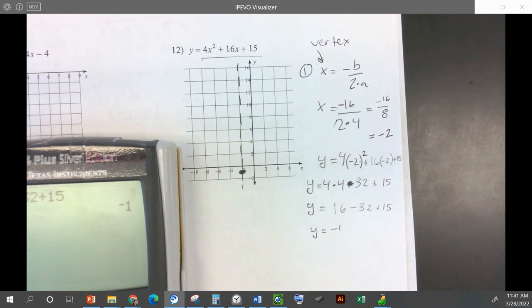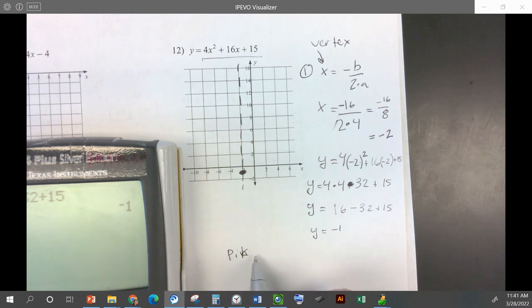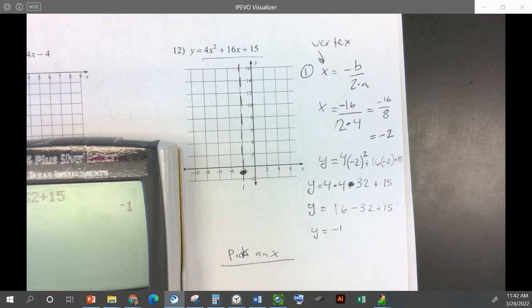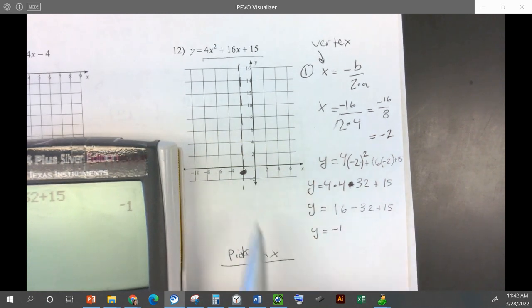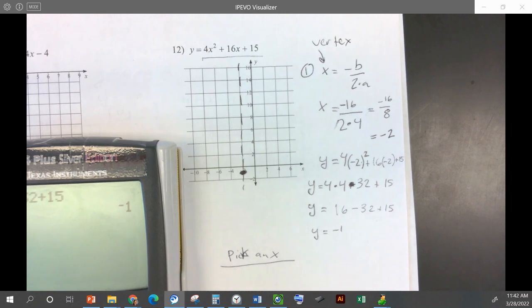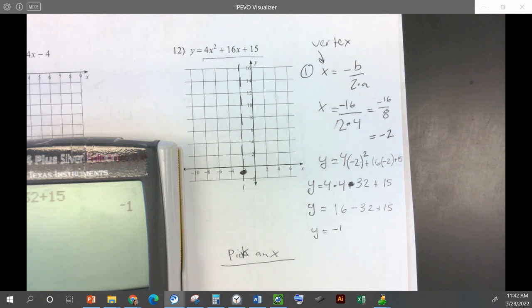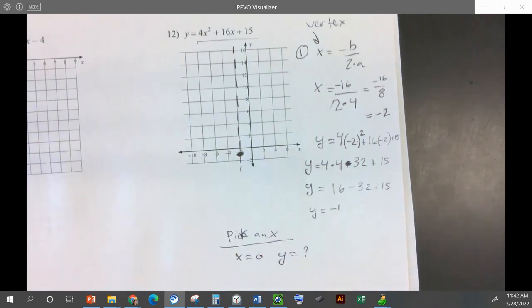Okay, then we just need to pick one more point. Pick an x. So again, if I pick 0, that'll make our lives a lot easier. And we can only pick 0 if the vertex is not x equals 0, because that will just give us the vertex. So if I move away from the vertex and I can pick 0, that's always a good one. So I'm going to pick x is 0, and I need to find what is y when x is 0.